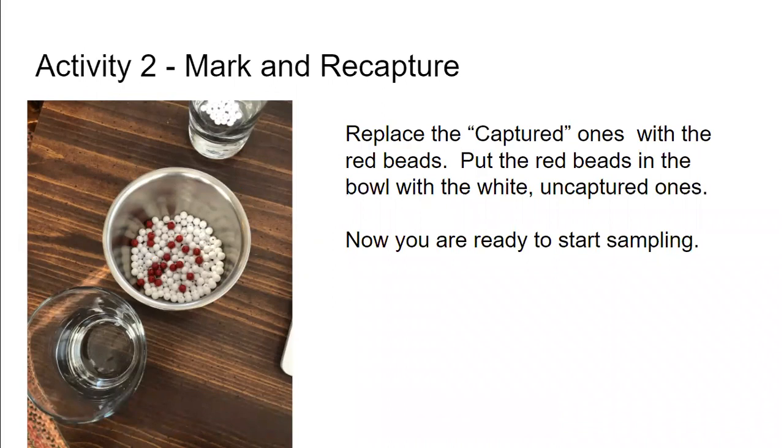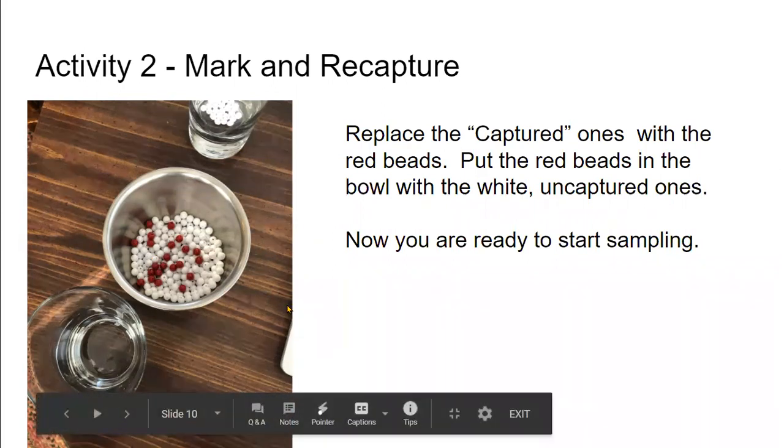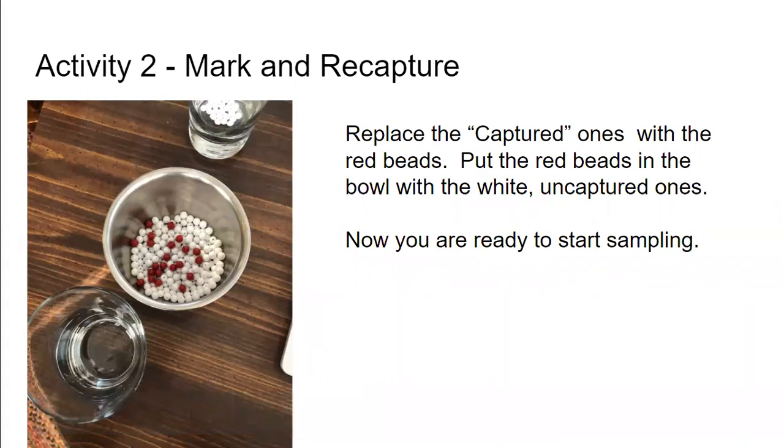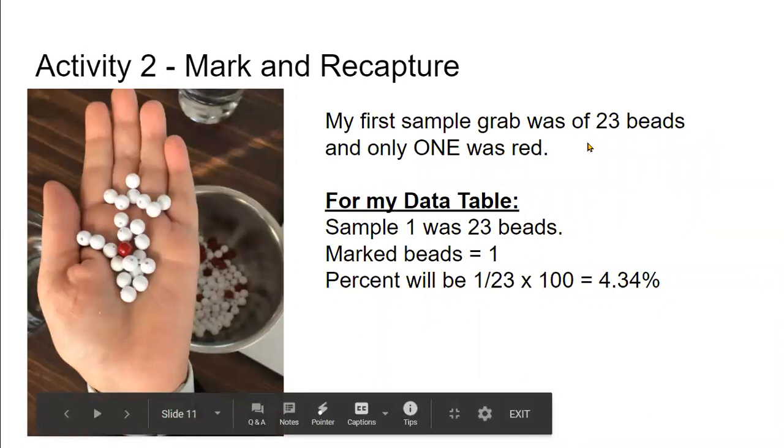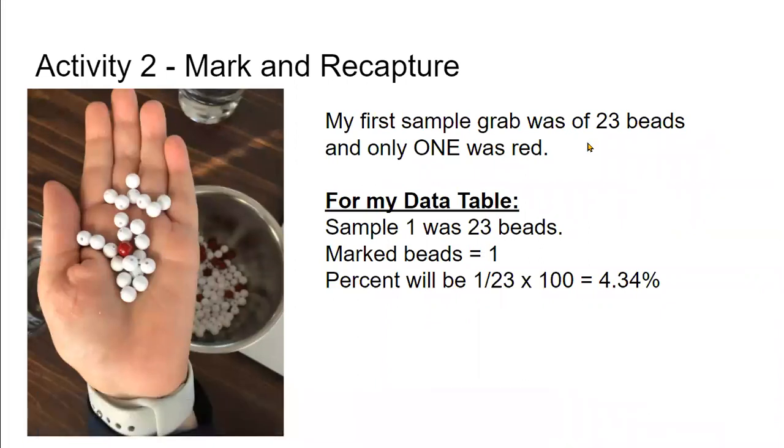All right, so now I'm going to start sampling. I just sampled with my hands, and the lab does tell you that you can't go above a certain number with sampling, so make sure you pay attention to what that number is. I put my hand in, and my first grab was 23 beads. Only one of them was red, and I really mixed it up and tried to make it random. Since that was already a captured bead, this time it is technically called the recapture.